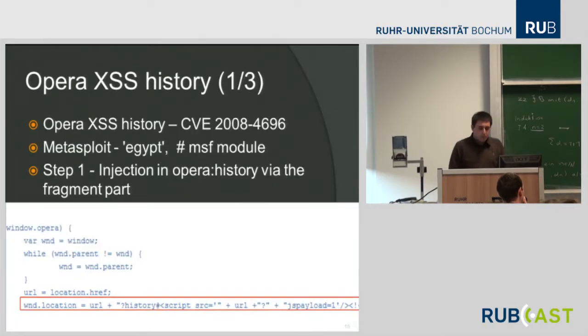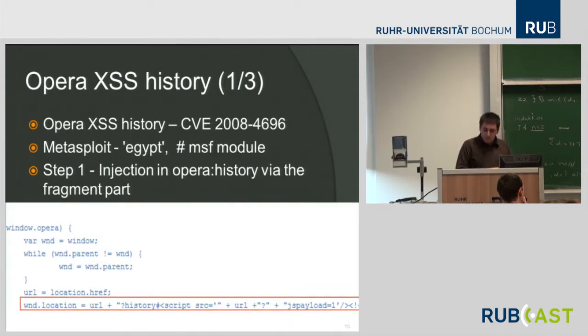So this is the Opera history cross-site scripting. It's an old bug from 2008, and one guy from the Metasploit community, Egypt, made a Metasploit module for this bug because it's very easy to write. So how does it work?